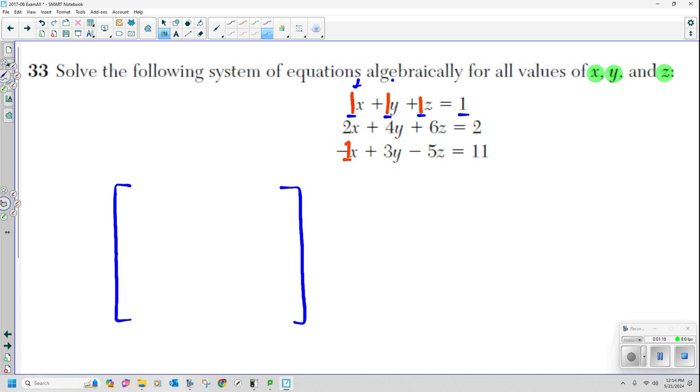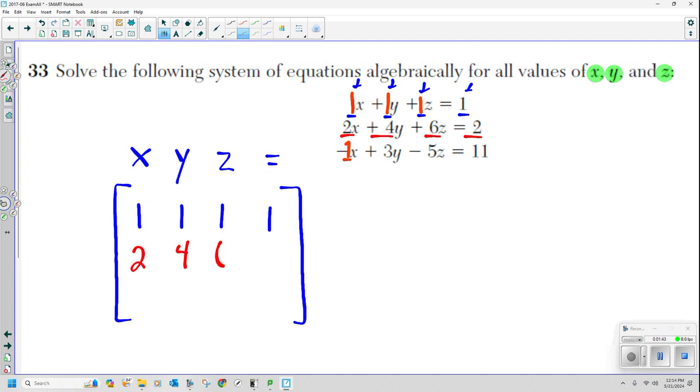Notice I have a 1, 1, 1, and 1. If you're not familiar with this, my x's go in this column, my y's go in this column, my z's go in this third one, and whatever the equation is equal to goes in the last column. So let's try the next one. We have 2, 4, 6, 2. And last but not least, we have a negative 1.